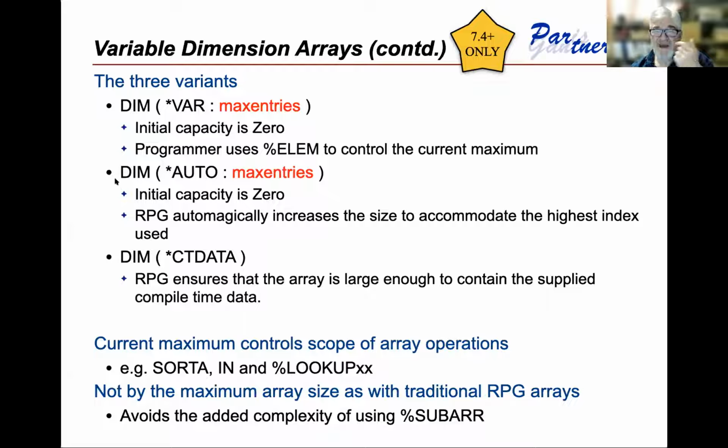Dim auto, again, starts with maximum capacity of 0, but RPG automatically increases the size to account for the highest index. CT data, as we said, you don't have a max entries there. It doesn't make sense in this context, because RPG will just ensure that the array is large enough to contain however much compile time data you have. So as I said, the current maximum controls the scope of these kinds of operations, and you don't have to worry about using %subarray when you're using those, because all of them will be constrained automatically.